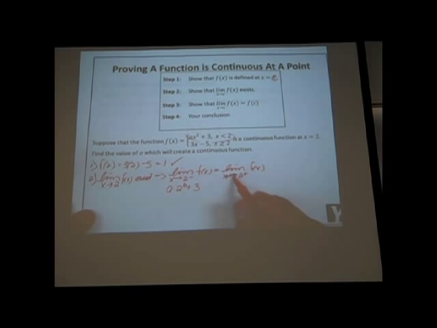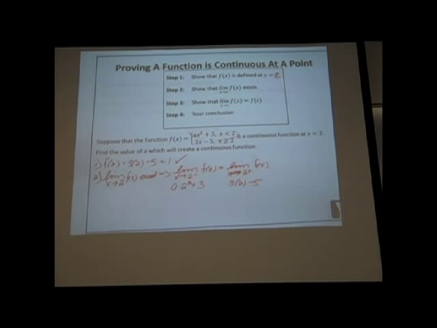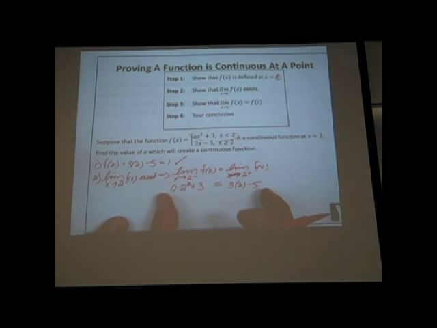What's the limit as x approaches 2 from the right? 2 from the right means numbers larger than 2. Numbers larger than 2 satisfy the last condition. We have 3 times 2 minus 5. This is the limit from the left, a times 2 squared plus 3. This is the limit from the right, 3 times 2 minus 5. If the limit is going to exist, we have to be able to say that those are equal to each other. This now becomes the way we're going to figure out a.